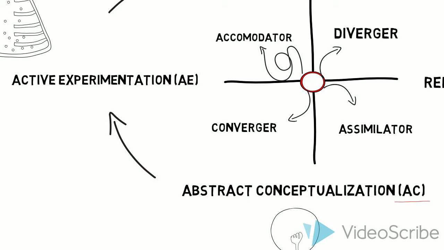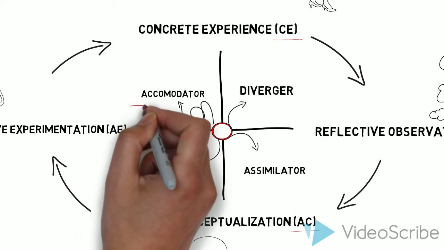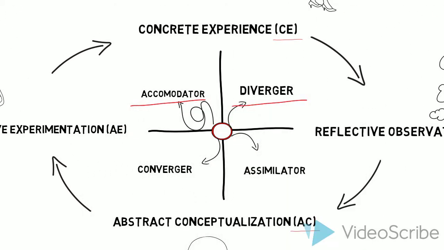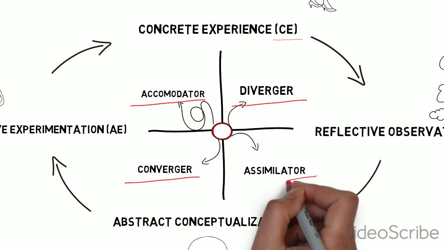According to Kolb, people have a default learning mode. They are definitely able to move from one position to another, but it is much more difficult for them to do so.